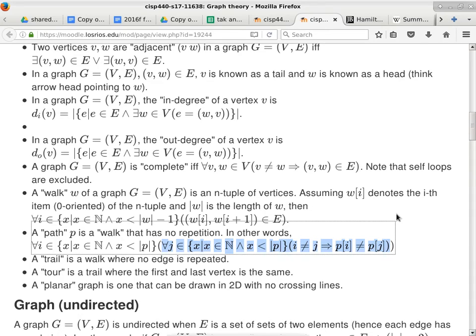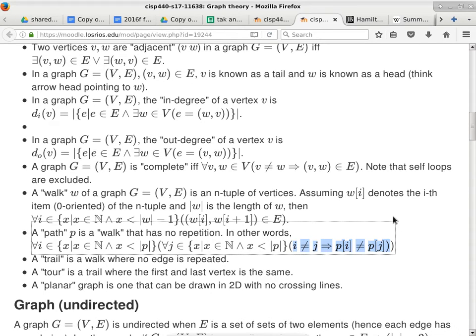Well, let's check it out step by step. So for each I that I pick, then we have to look at all the possible j, which is also using this requirement. And you can see that I and j are coming from exactly the same set. So I and j are both valid indexes. And what is this part saying? I does not equal j implies P bracket I does not equal P bracket j. What is that really saying? Different items along the same walk cannot be the same vertex. That's what it's saying.